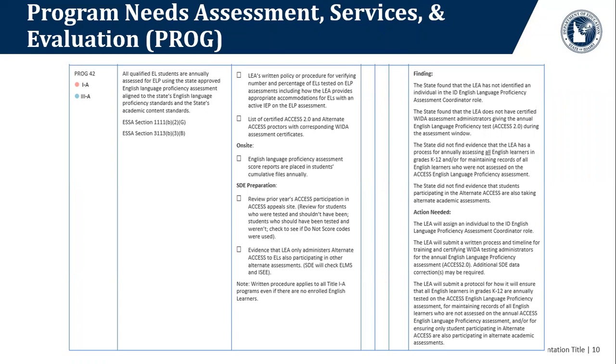We will also be looking at the SDE side, evidence that you have been administering alternate access to ELs who are only participating in other alternative assessments. And we will also be looking at the prior year's access participation and the access appeal sites for students that were tested and shouldn't have, or students who should have been tested and weren't. So we will be looking at the do not score codes as well. But that part will be the SDE. So that's something that I or our contractor will do.